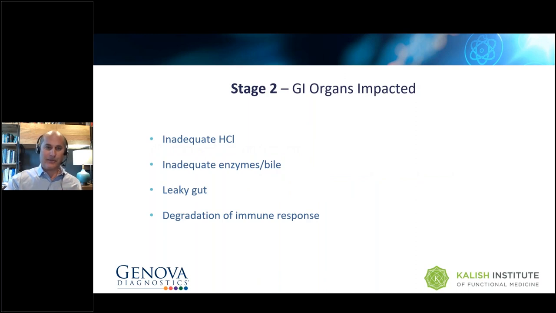And I'll show you those markers in a minute. Now, in stage two, remember stage one is the microbiome. Stage two, now you've got a lack of HCL, so the stomach's not working properly, or you've got inadequate enzymes in bile, or you've got a leaky gut, damaged gut lining, or you've got a degradation of the immune response in the gut. All those are markers that you see on the test.